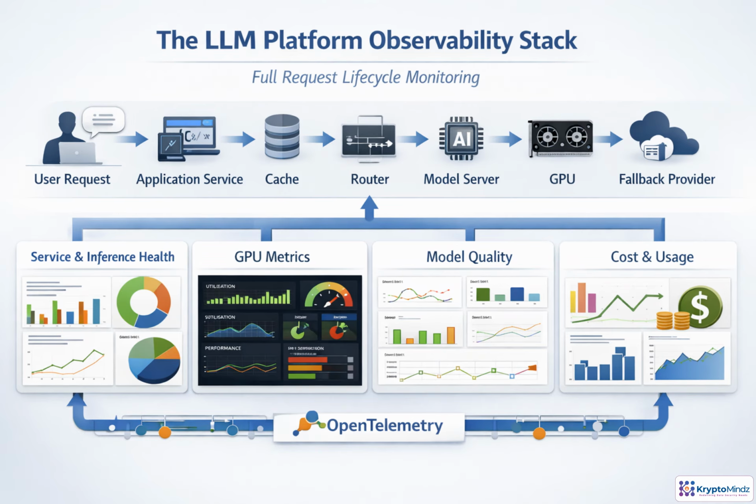Good observability follows the request through the whole platform. From the user call, through the application, cache, router, model server, GPU, and any fallback provider, each stage should emit traces, logs, metrics, and events. Correlation is what makes those signals useful. Request IDs, tenant IDs, model IDs, routing decisions, and prompt versions tie the story together. From there, dashboards can separate service health, inference health, GPU saturation, model quality, and cost. OpenTelemetry acts as the connective tissue, turning scattered telemetry into one operational picture.